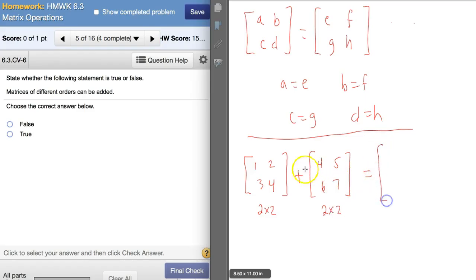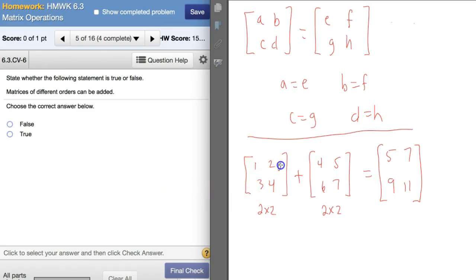And if we added these together, we would say 1 plus 4 is 5, and 2 plus 5 is 7, and 3 plus 6 is 9, and 4 plus 7 is equal to 11. Okay, so in that instance, we see that that works whenever we have square matrices or matrices of the same order.